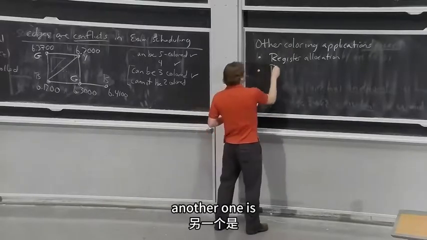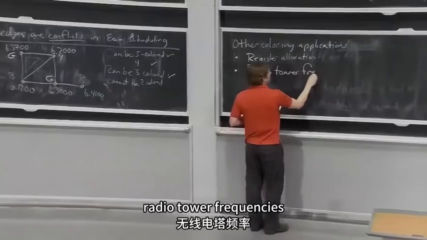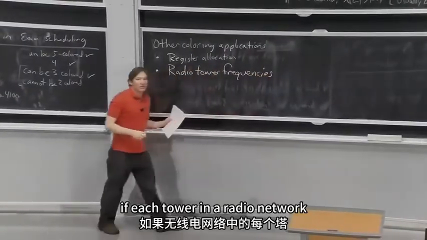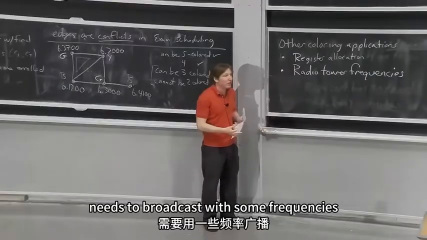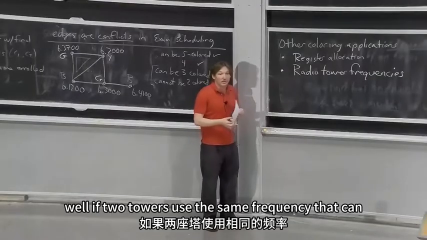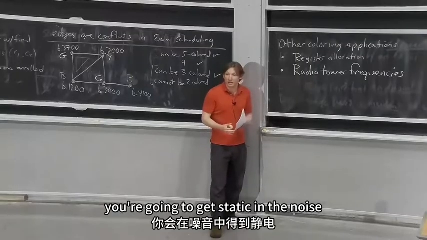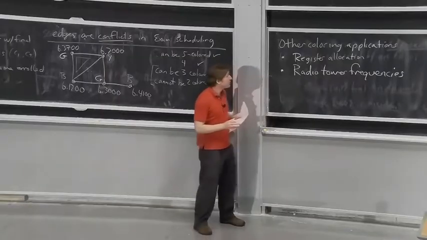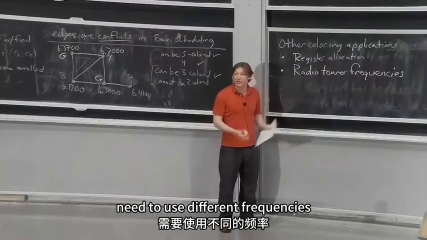Another one is radio tower frequencies. If each tower in a radio network needs to broadcast with some frequencies, well, if two towers use the same frequency that can reach the same places, then they're going to conflict. You're going to get static in the noise. You're getting noise from two different places at once. So any conflicting towers need to use different frequencies.